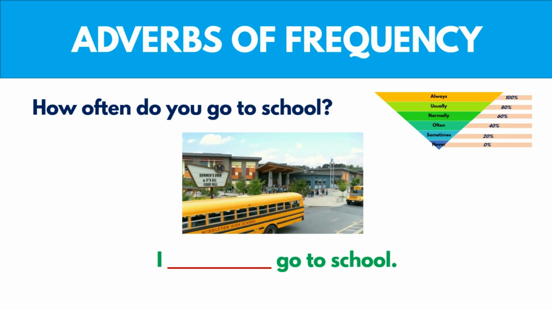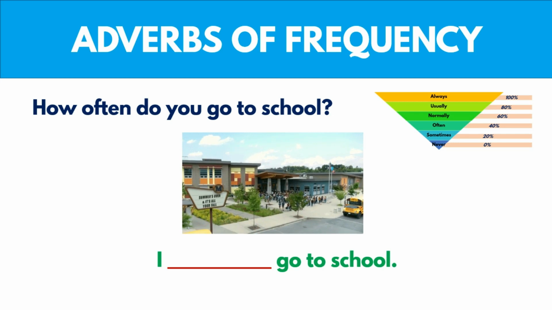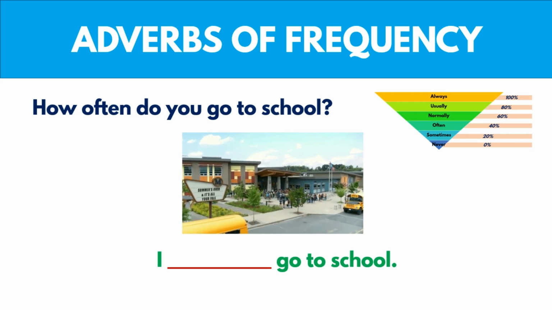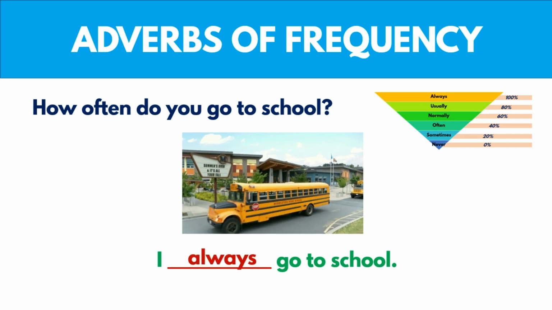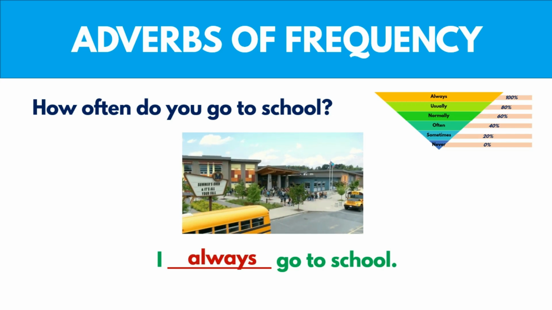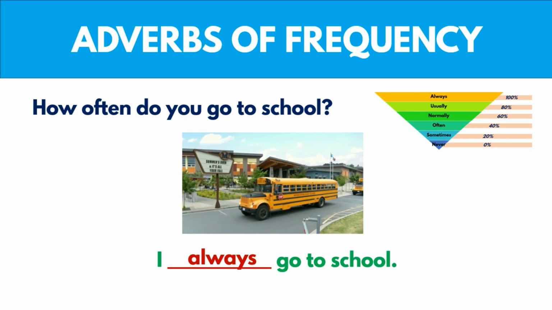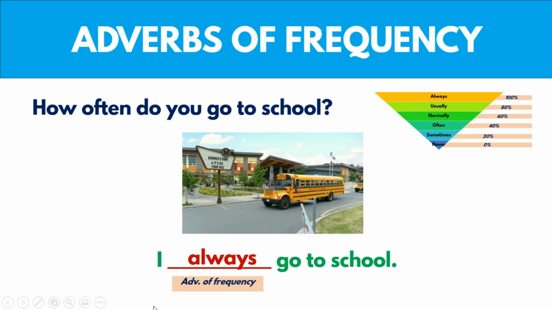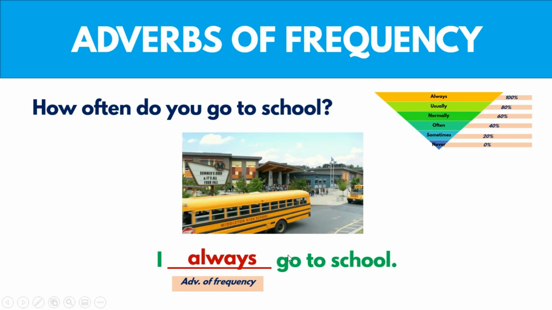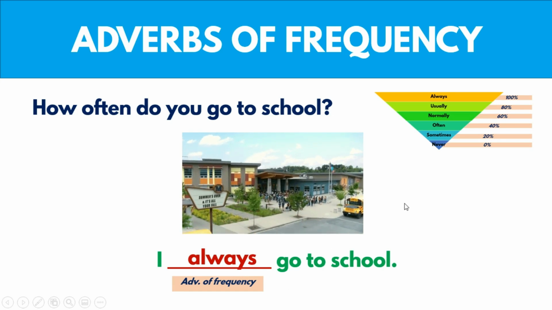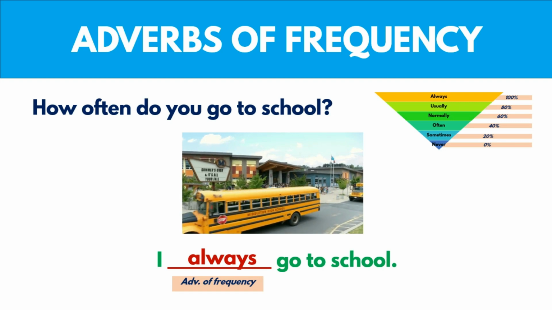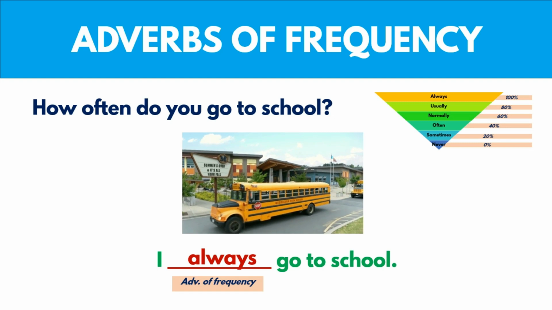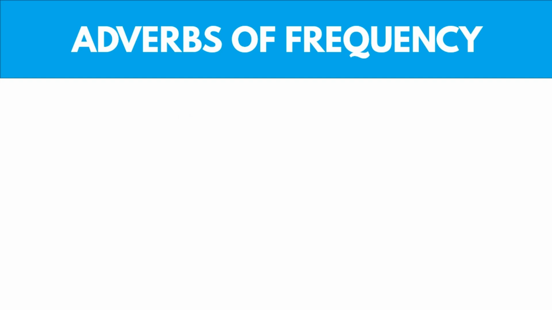Remember, there is no right or wrong because it depends on your situation. For me, I always go to school because I'm a teacher, so I have to go to school every day. So, the word always here is actually an adverb of frequency. Isn't it easy? You only have to think about your daily routines and how often you do something. Okay, let's go to the next question.